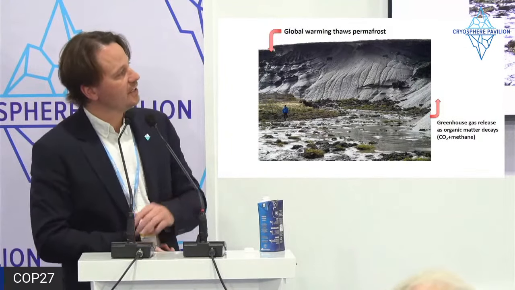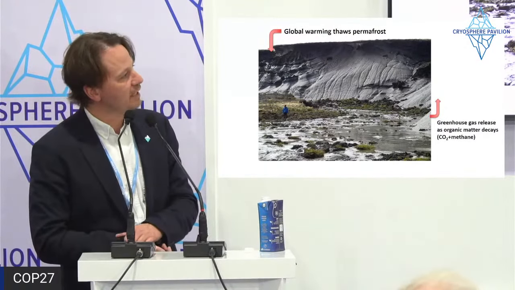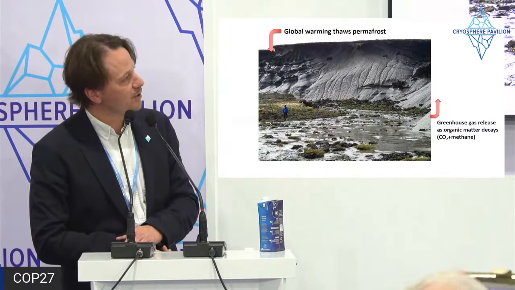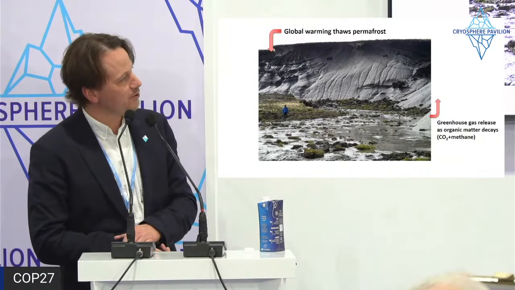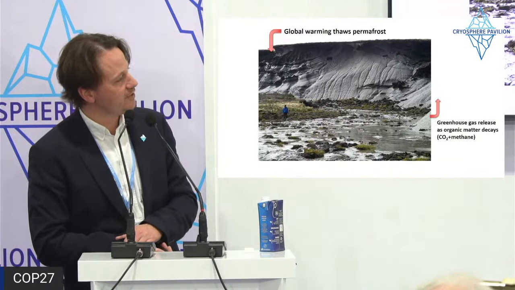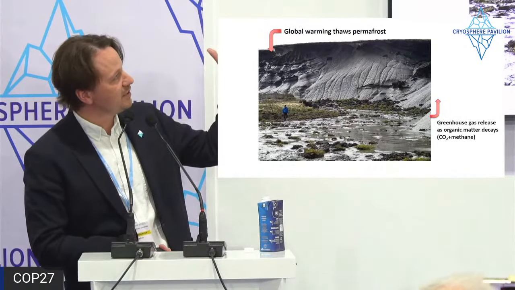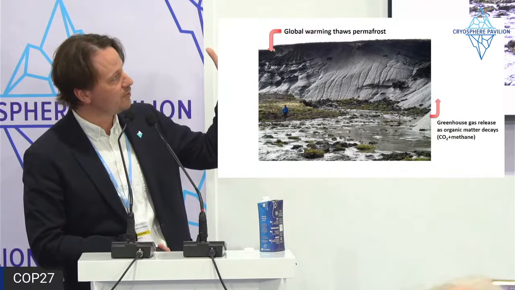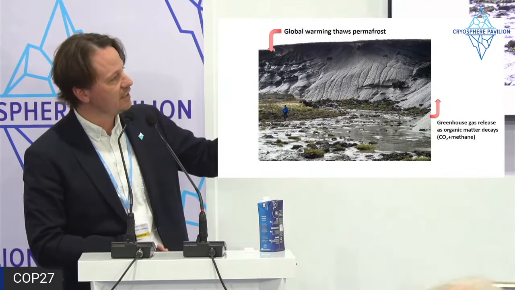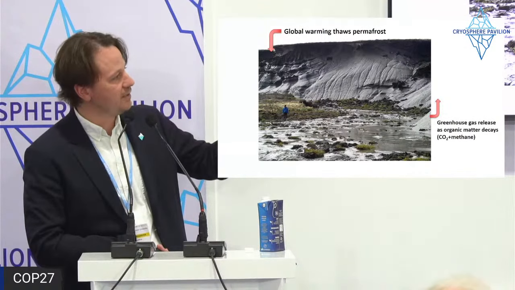So this is an image illustrating this permafrost carbon feedback. I like this image because it has a massive scale to it. You have a person in front for scale. This is actually a professor from the Alfred Wegener Institute who's standing there contemplating his surroundings. But the feedback system is that we thaw the permafrost with the emitted greenhouse gases, and even more greenhouse gases are then released as organic matter is decayed and microbes consume it to release CO2 and methane.